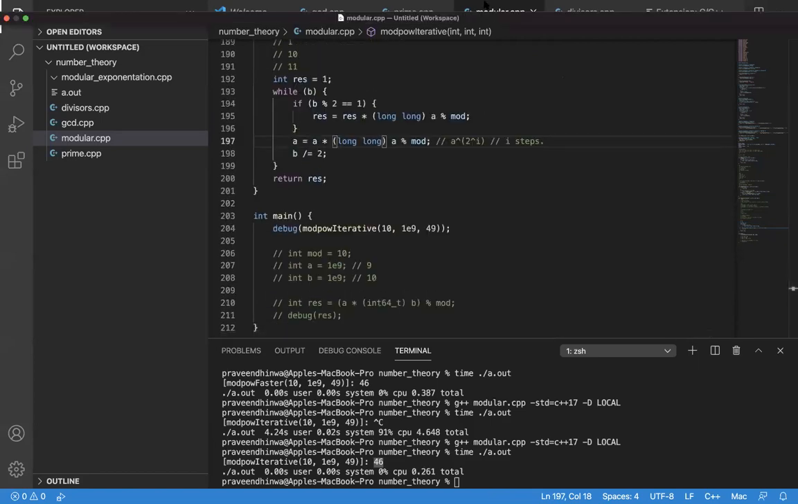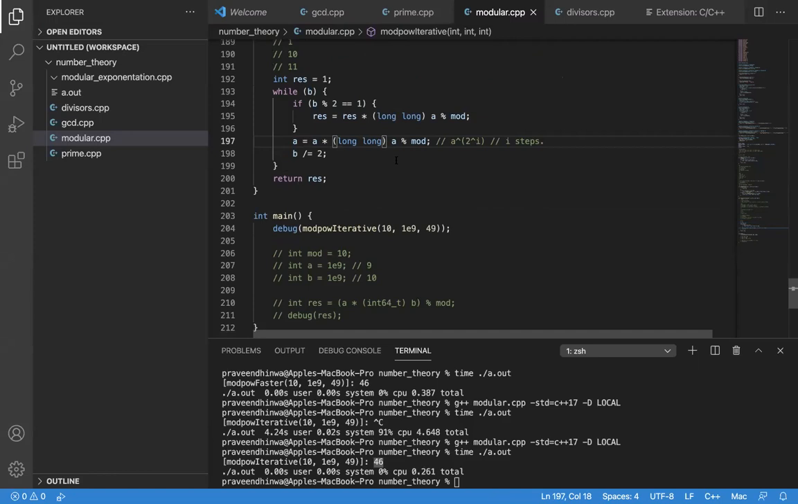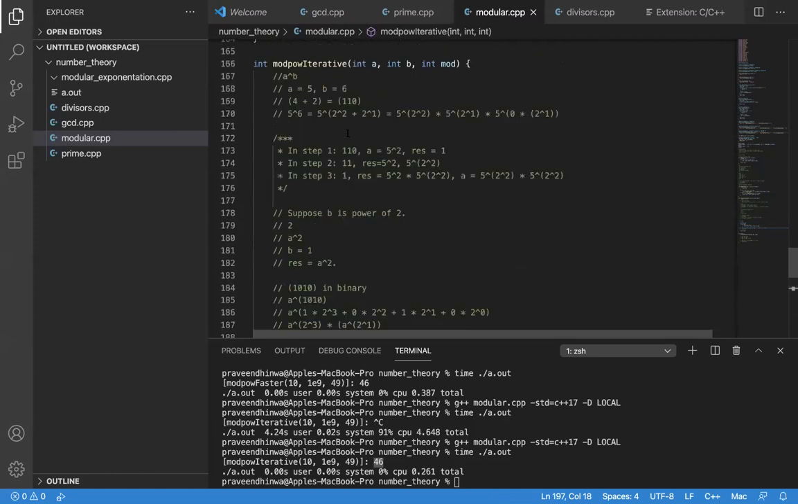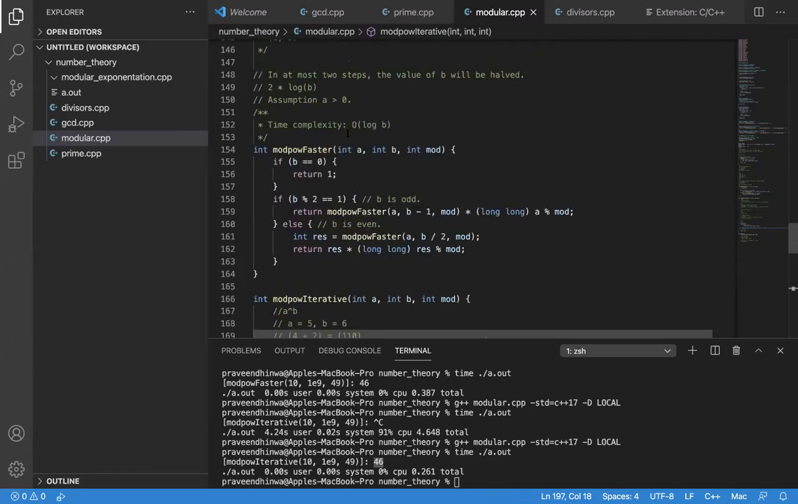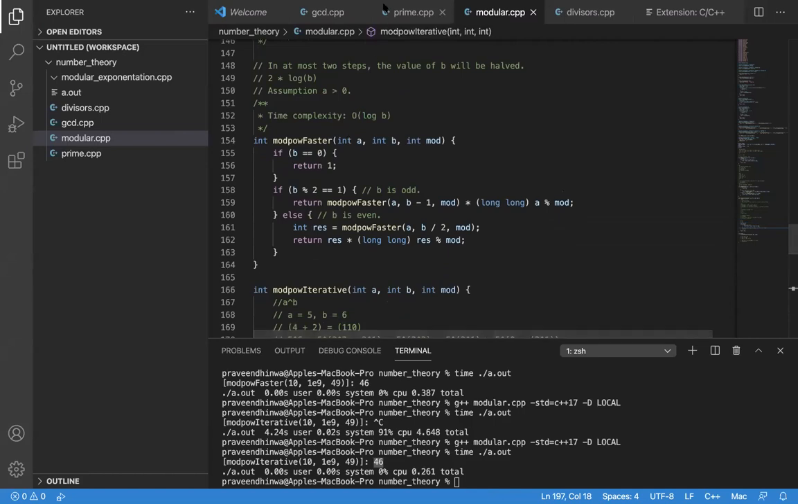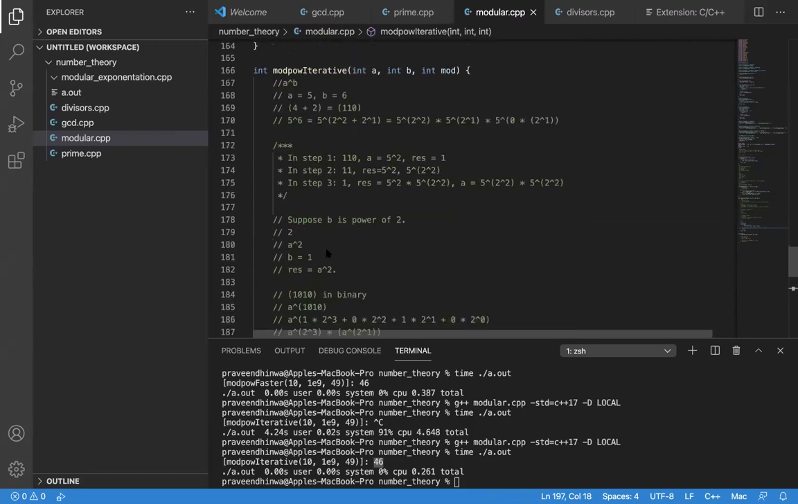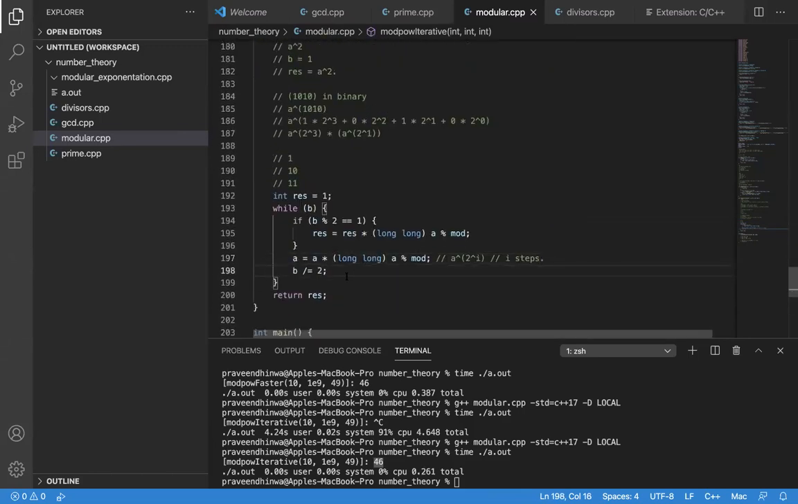And I think it is almost 5. If you have any doubt in modular exponentiation, let me know. Does anyone have any doubt? Does anyone have any doubt why this iterative version works in log n? Can anyone explain why this version works in log n?